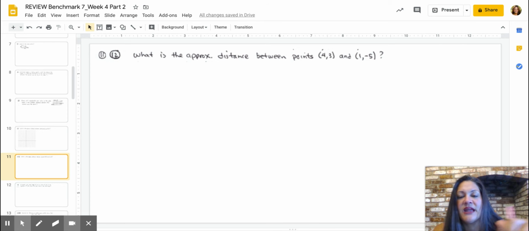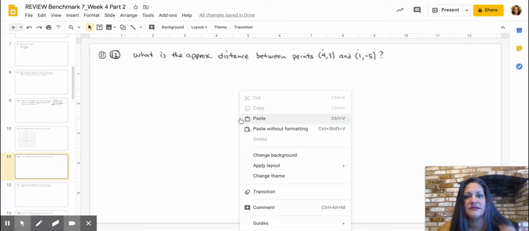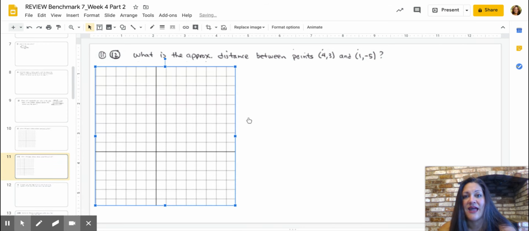Ooh, and here we have 11 and 12. What is the approximate distance between points 4, 3, and 1, -5? Let's see. So first, is it still my clipboard? Yeah, there it is. Yeah, I think that's big enough.